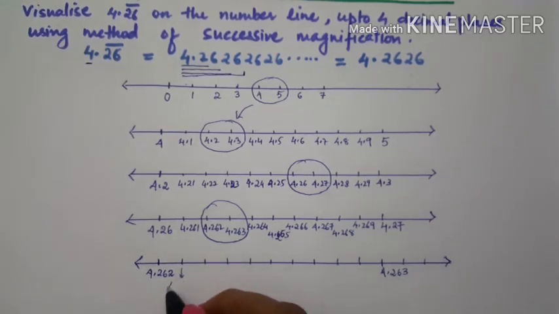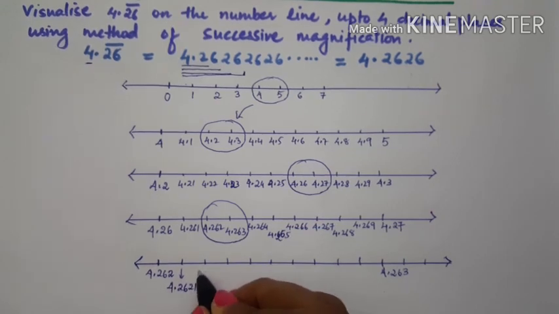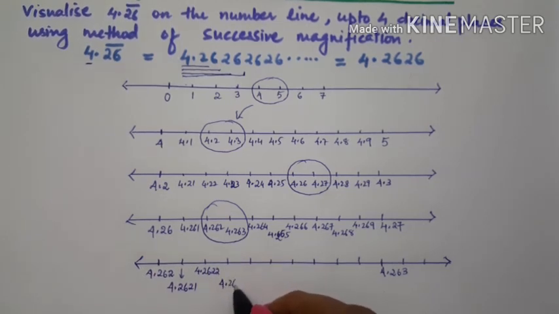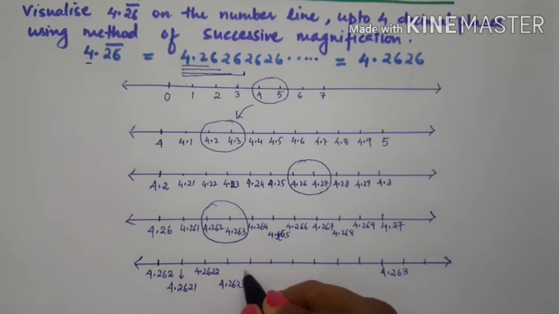Now mark the numbers between 4.262, starting with 4.2621, 4.2622, 4.2623 and so on.